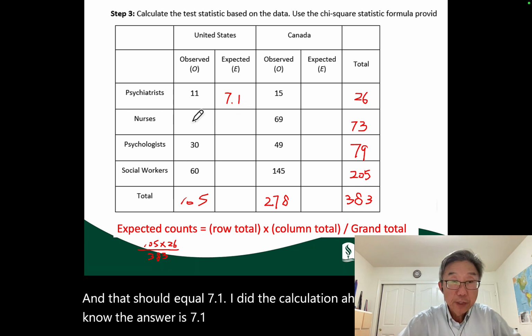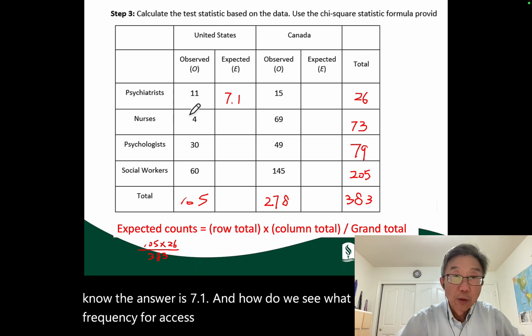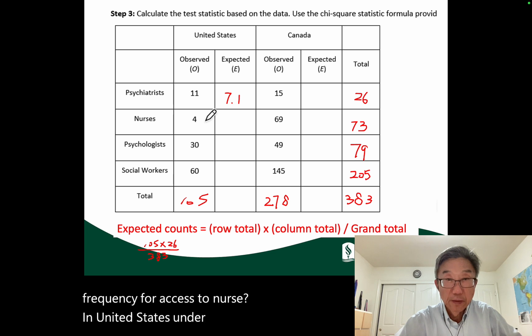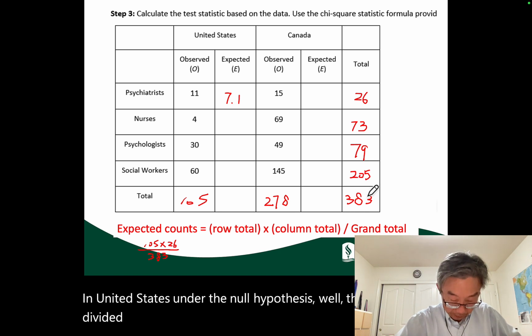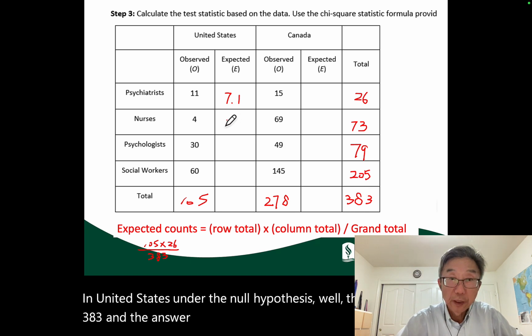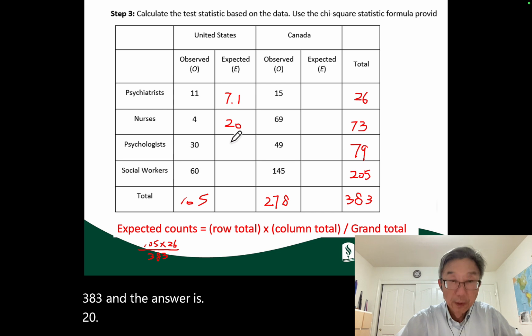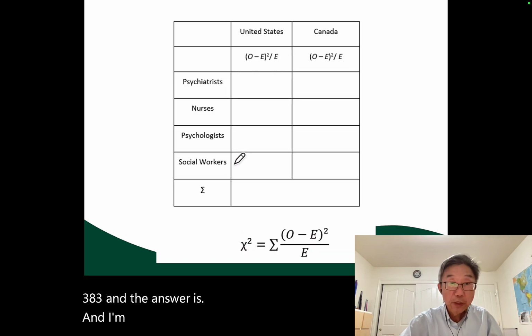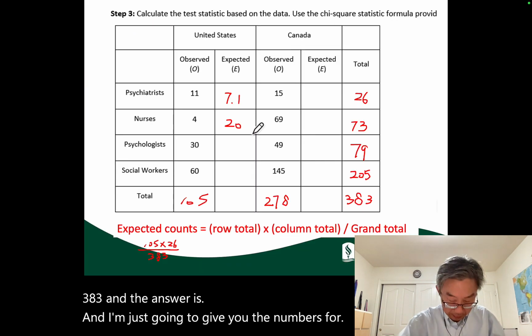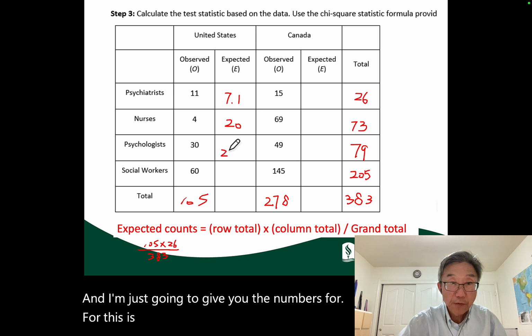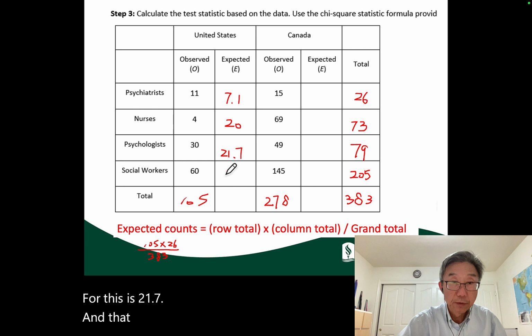And what is the expected frequency for access to nurse in United States under the null hypothesis? Well, that's 73 times 105 divided by 383. And the answer is 20. And I'm just going to give you the numbers for this. This is 21.7. And that is 56.2.